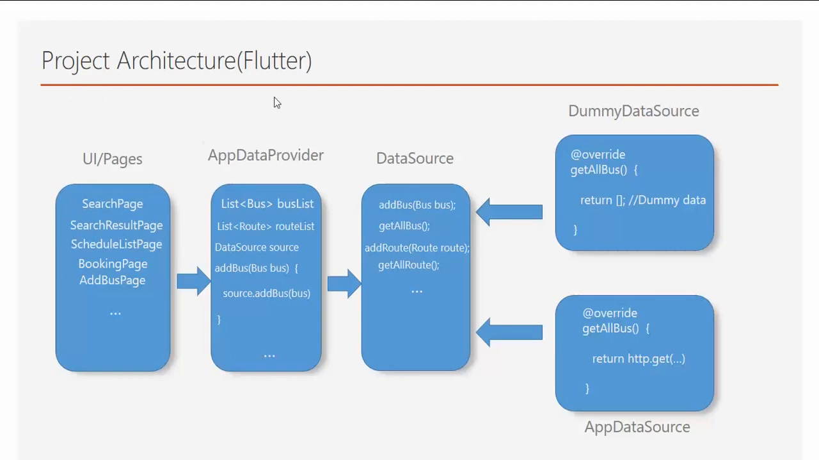But if we have a structure like this, then all we need to do is change the data source only. We don't have to go inside the UI pages and change the code. We don't need to go inside the provider class or the data source class. These sections or components will be intact and unchanged, and in this way we can extend our project whenever we need a new feature, and we can add those features without breaking our code.